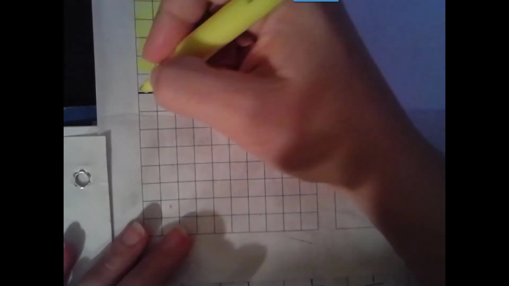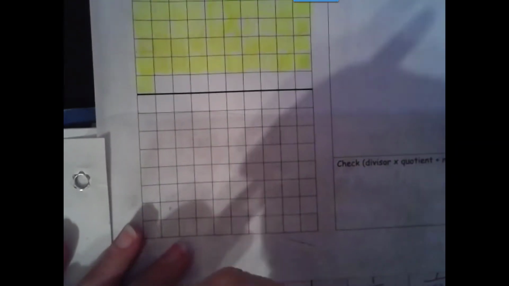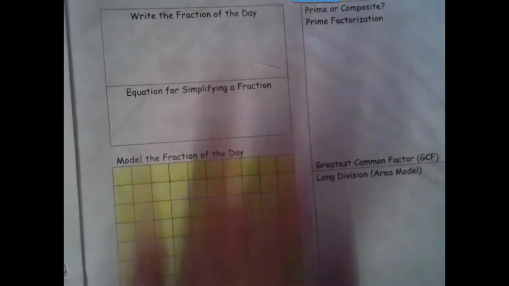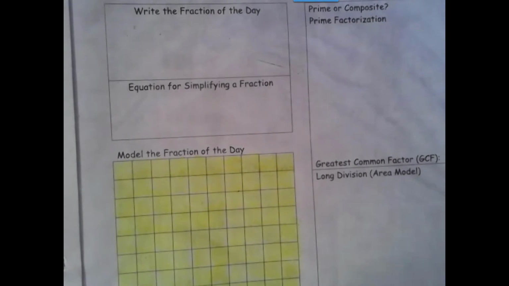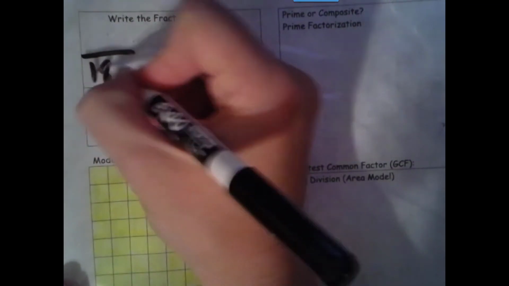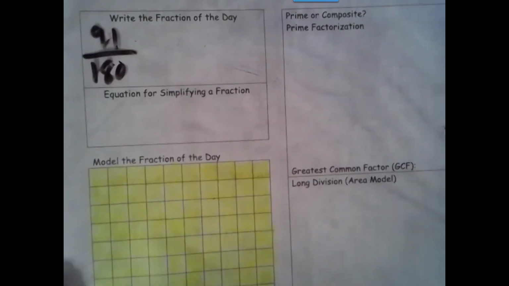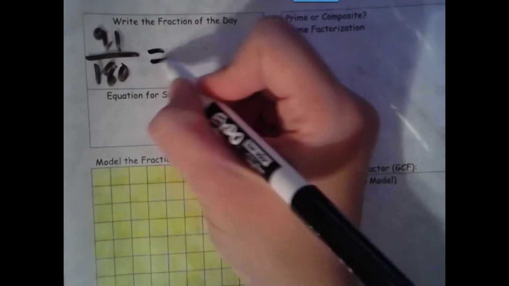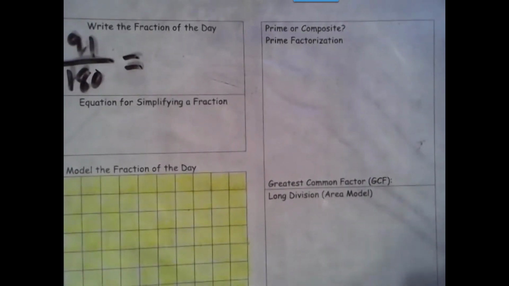Let's go ahead and get this filled in. All right, our beginning fraction is 180 is our denominator. That's the total amount of school days. We're on day 91. Now let's see if 91 is prime or composite.